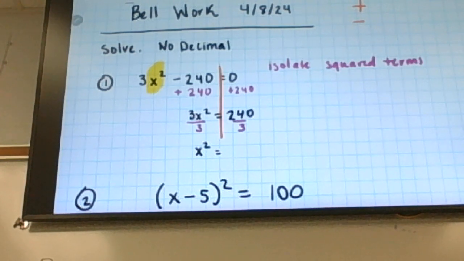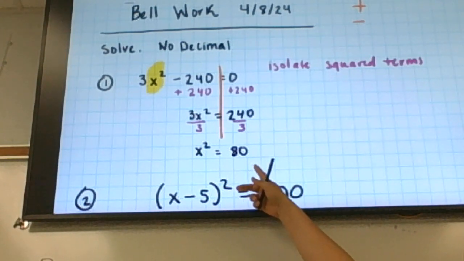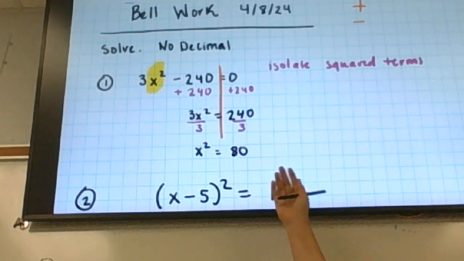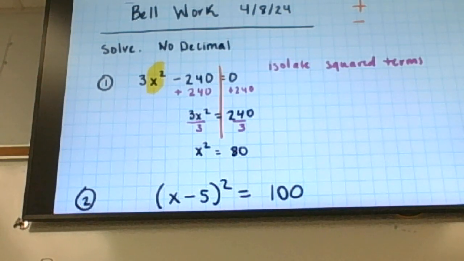That's 80. 240 divided by 3 is 80. So that's 80. Oh, yeah. The square root of 80. The square root of 81 is 9. So this is probably like 8.9. We're going to square root it. We're not going to go to decimal form.